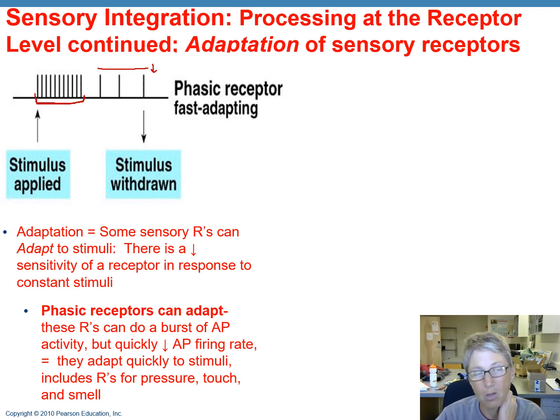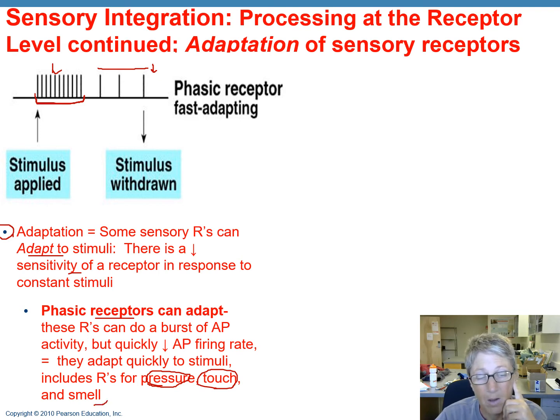So in adaptation, some sensory receptors can adapt to stimuli. That just means there's a decrease in sensitivity of the receptor in response to a constant stimulus, like the shirt on your back. Phasic receptors can adapt. When you first put on your shirt, you get a burst of action potentials, but then the action potential firing rate decreases. Phasic receptors include receptors for pressure, like the pressure of the shirt on your back. Phasic receptors include touch receptors, so if you have a ring on, you feel it when you first put it on, but then you don't feel it later on.